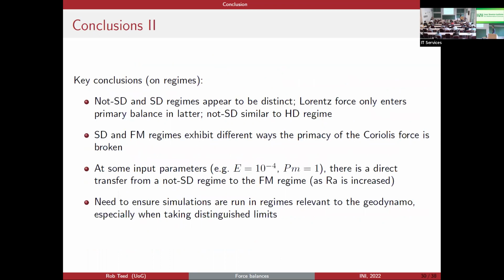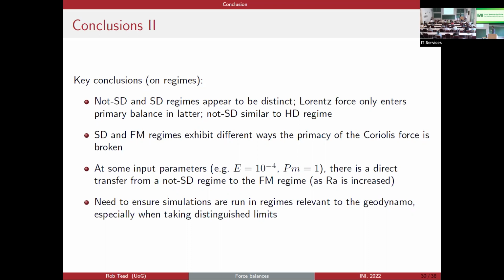And then finally, some conclusions on the regimes that we've looked at in particular. The not strong field dynamo regime and the strong field dynamo regime appear to be distinct. In particular, the Lorentz force only enters the primary balance in the strong field dynamo regime. And the not strong field dynamo regime is similar to the hydro case. This is the strong dipolar regime, and this is the fluctuating multipolar regime. They exhibit different ways the primacy of the Coriolis force can be broken. I just mentioned that a minute ago.